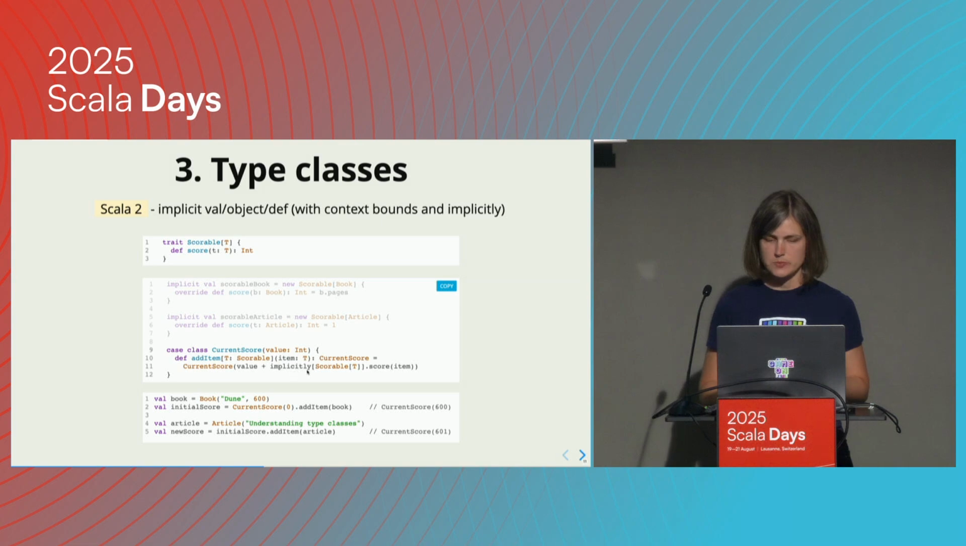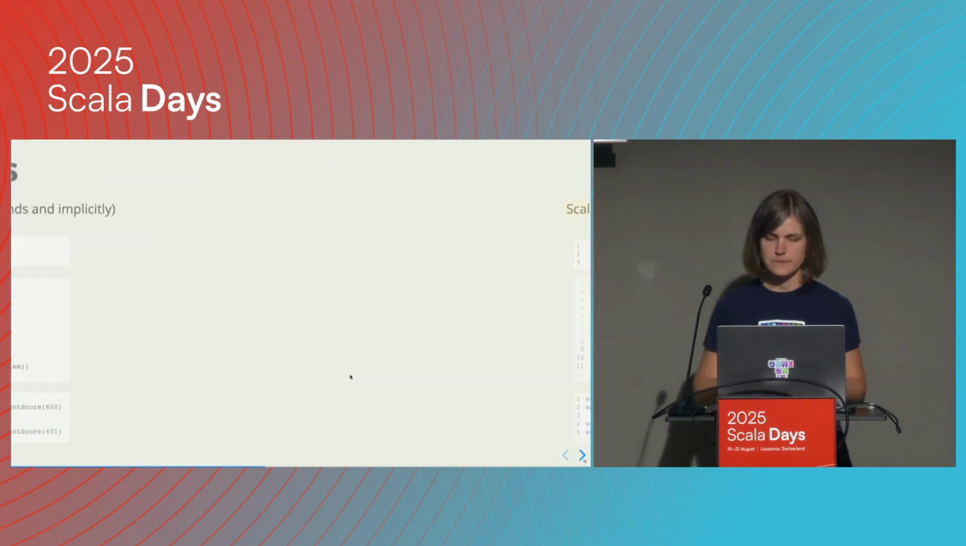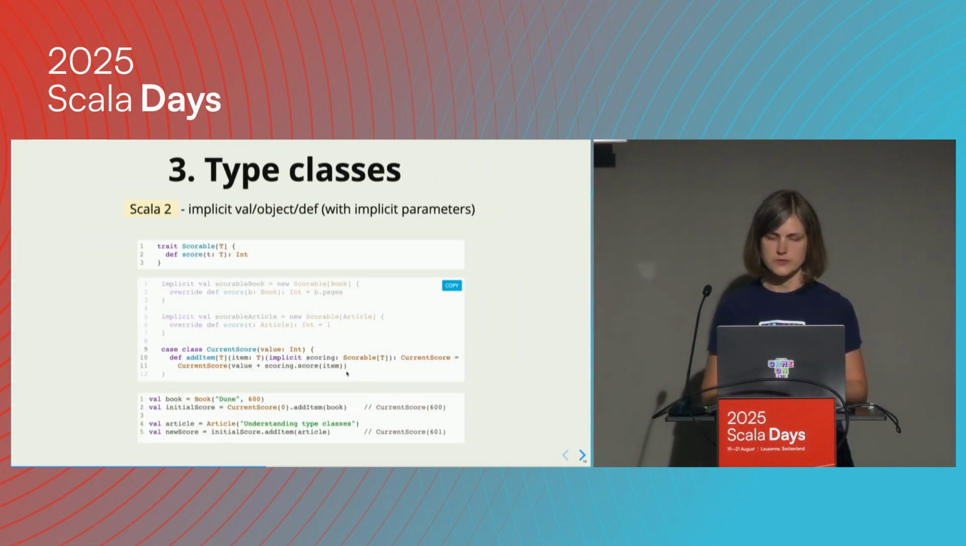And if you don't like this implicitly[Scorable], then there's also an alternative way to do it. You can have an implicit parameter list, and then you have this scoring parameter which you can use, and it will work the same way. So now how do you define a type class in Scala 3?